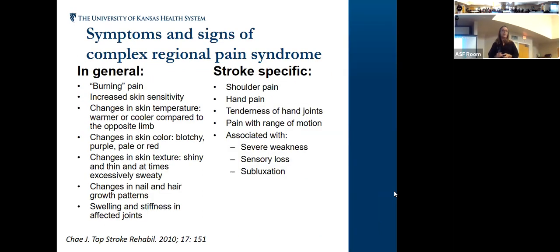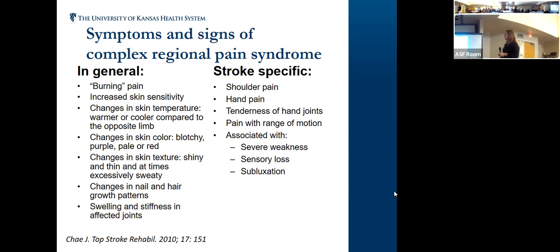So here's a lot of words on the slide, but this is in general the difference between run-of-the-mill complex regional pain syndrome, because people can get this for all sorts of reasons. It's not related to stroke, but like I said, burning pain, increased skin sensitivity, changes in skin temperature, so one is either warmer or cooler compared to the other side. Color might be different, like blotchy or purple, or maybe pale or red. The texture is different, so it might be shiny, thin, or sweaty. The nail and hair might have changes, and the hand might be swollen and stiff.